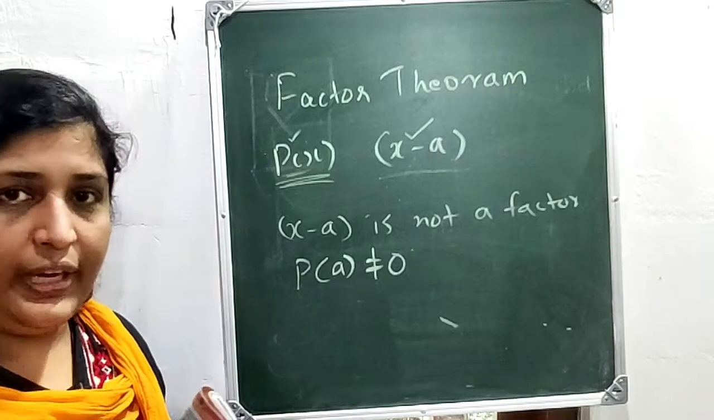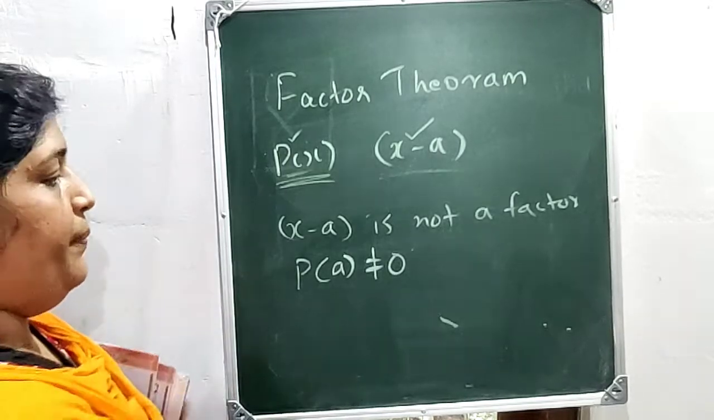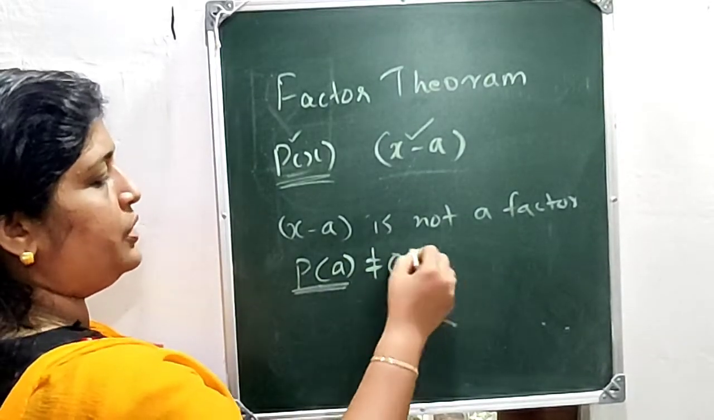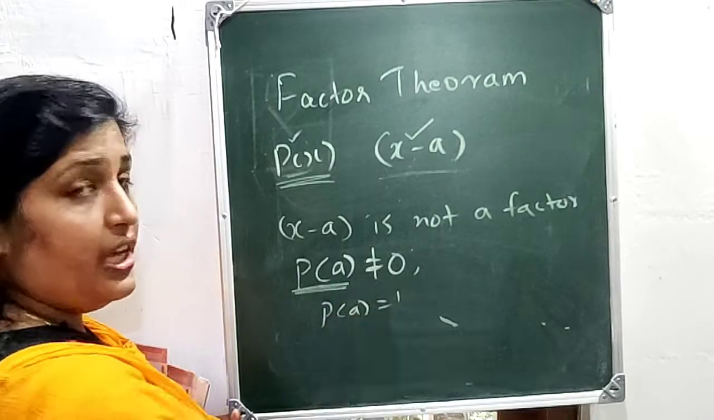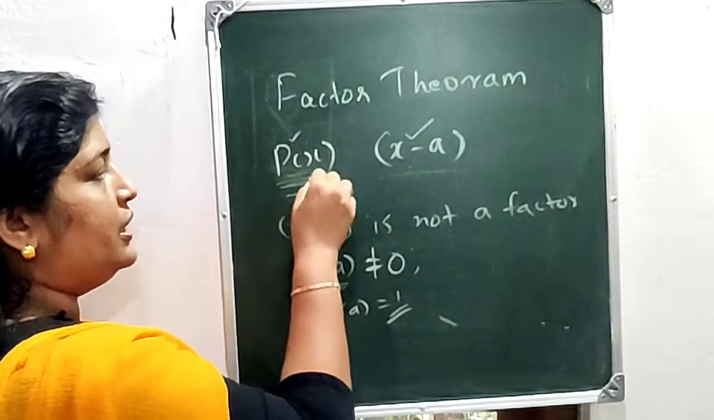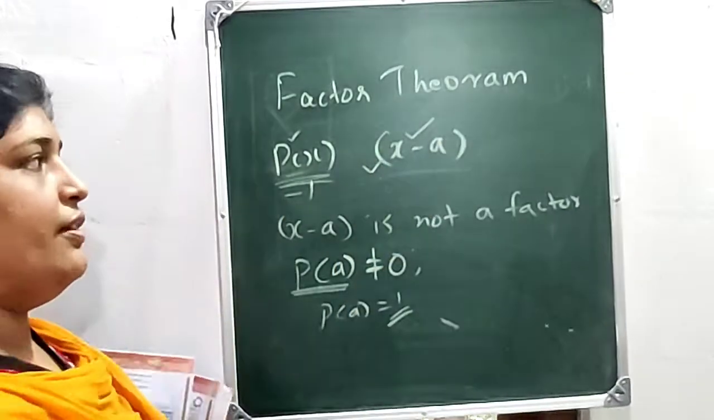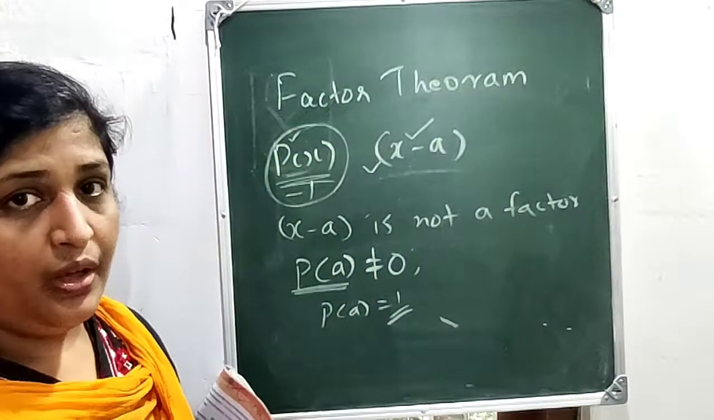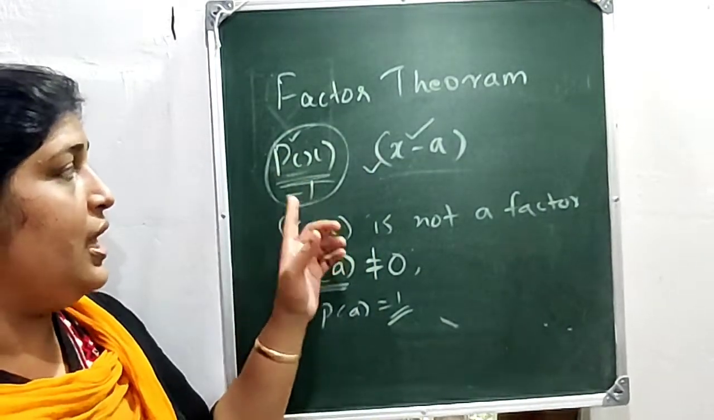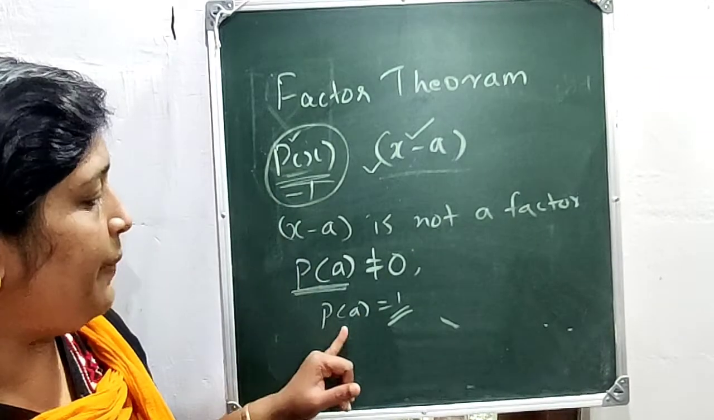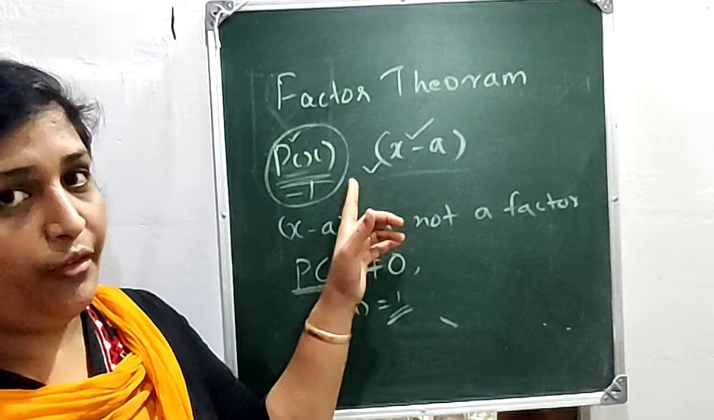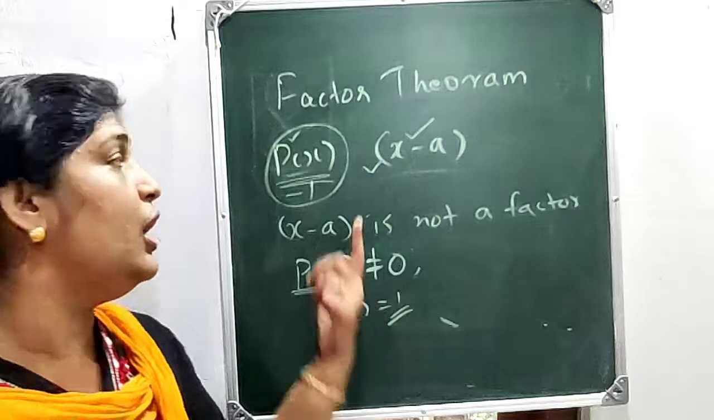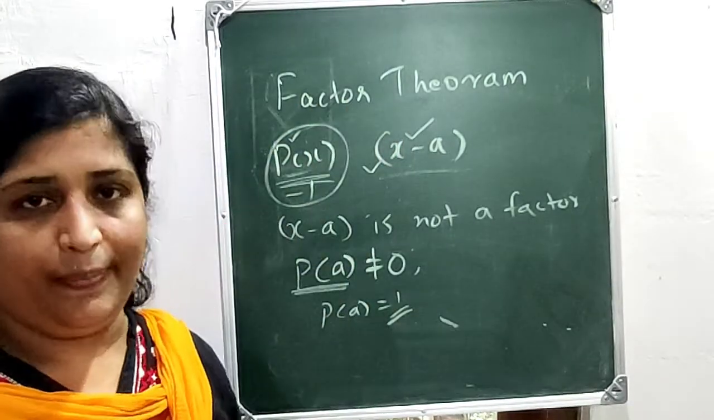It will be positive or negative, it just doesn't matter. Okay, p of a is not equal to 0. And if we subtract this number, suppose p of a is equal to 1, from this p of x, then x minus a will be a factor of this new polynomial. If we subtract p of a from p of x, we can say that x minus a is a factor of p of x minus p of a.